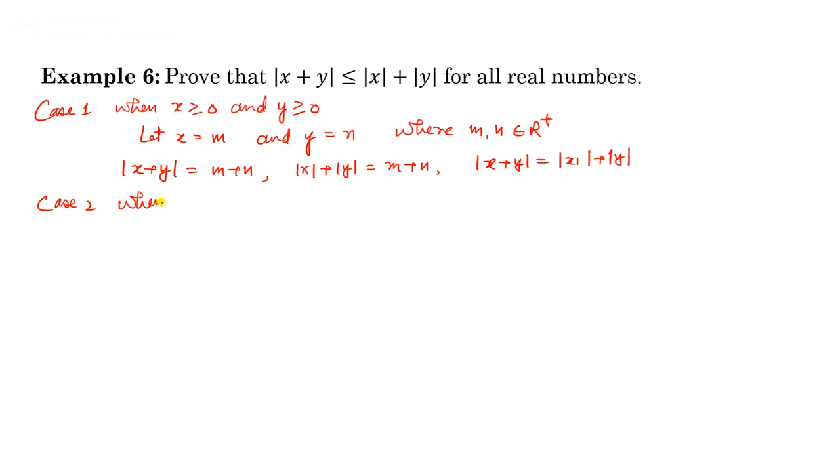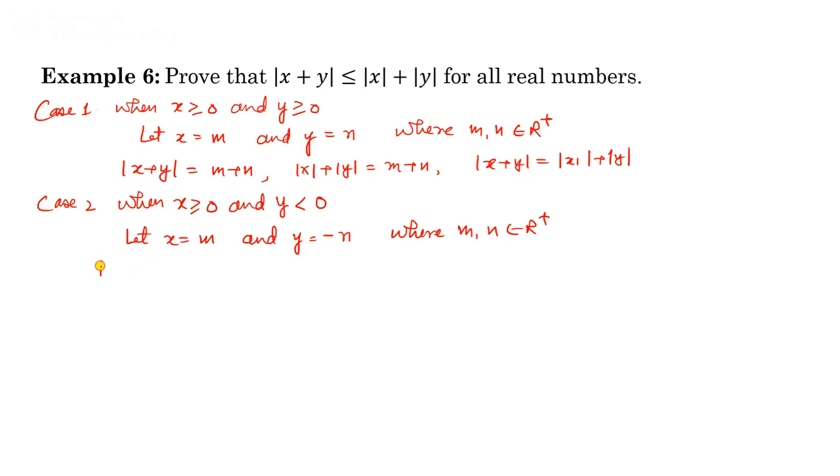when x is greater than or equal to 0 and y is less than 0, it means y is negative. So we'll start with let x equal to m and y equal to say minus n, where m, n belongs to R plus, positive real numbers. So we have taken this negative sign, that's why it will be less than 0, because n belongs to R plus, this is a positive number and we have put this negative sign here, so y will be a negative number.